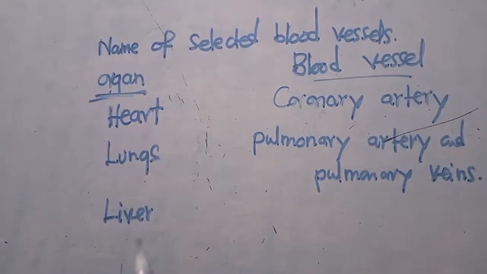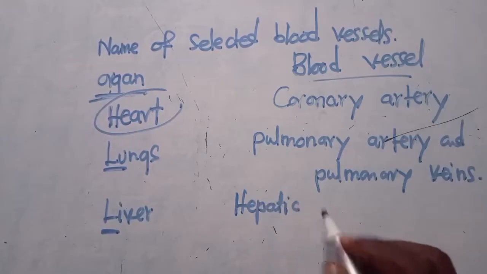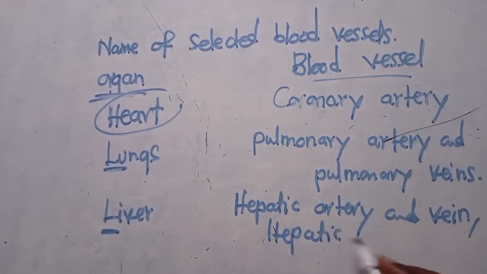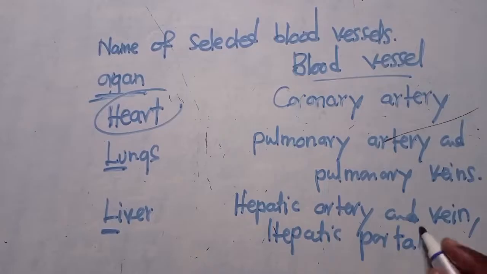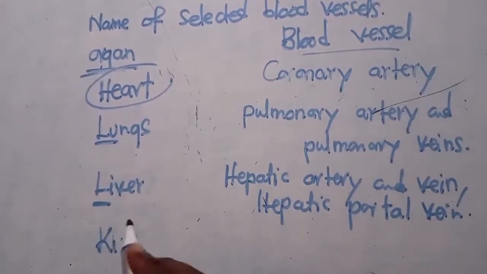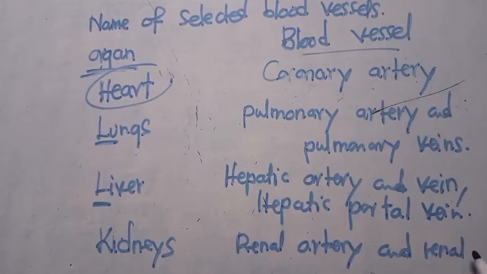Then we've got the liver. We are going to look at all these things. Under the liver, there are quite a lot. We talk about the hepatic artery and hepatic vein. Besides this, you also need to understand there is the hepatic portal vein. Lastly, when we move to the kidneys, the selected blood vessels there are the renal artery and renal vein.